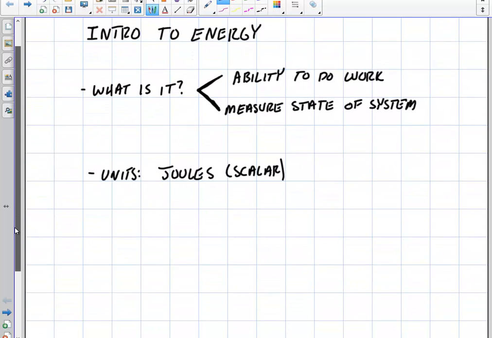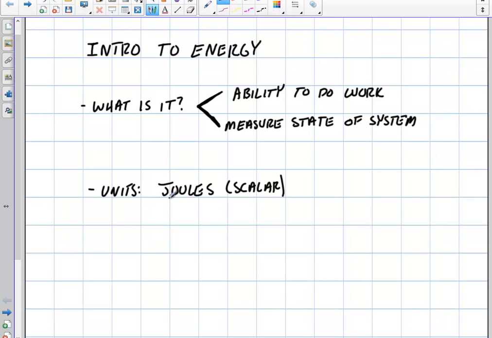So the units of work and energy are both joules. Okay? So I want to clarify that right now. So energy is in joules, and work is also in joules. But I want to make a distinction between the two. Okay? Right now, before we even talk about work. Energy is not equal to work. Okay? They have the same units, but they're not the same thing.